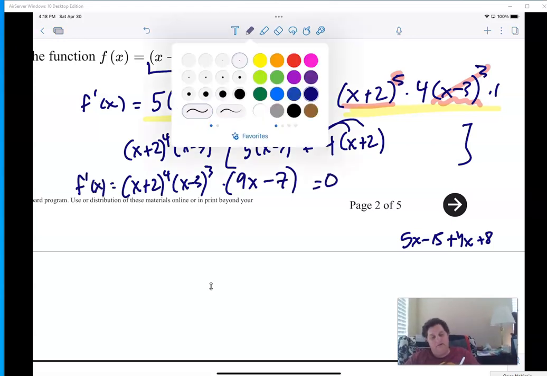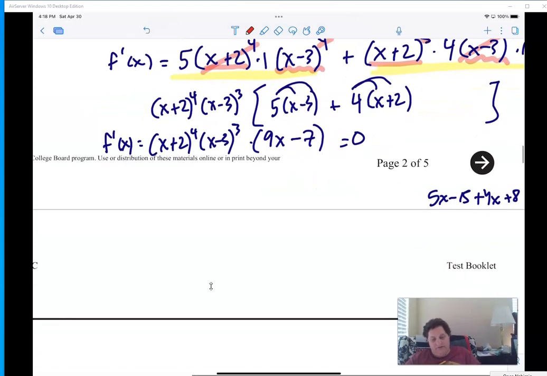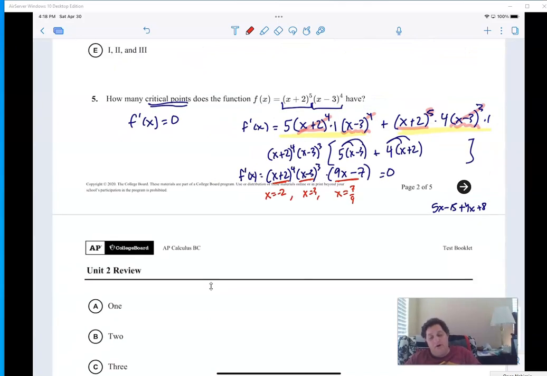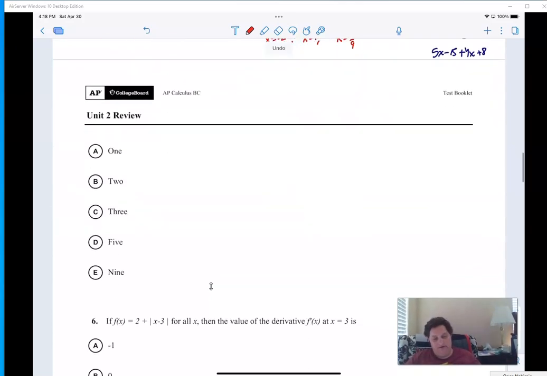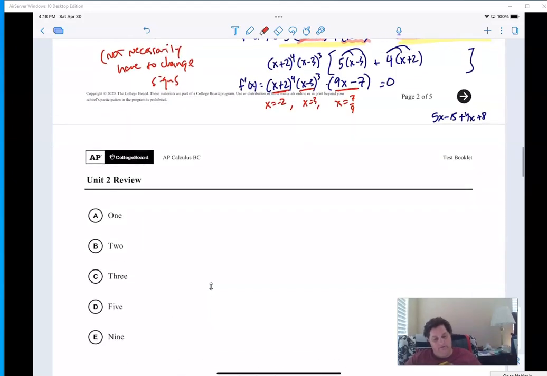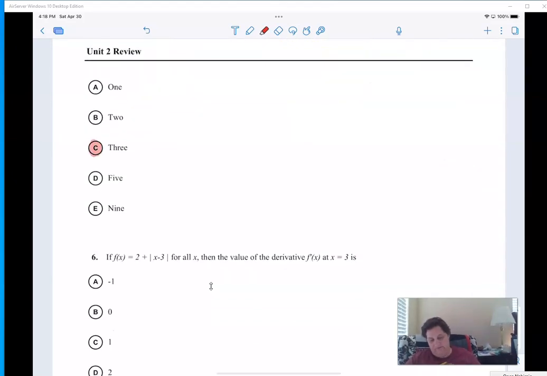Where does that equal 0? Well, guys, I see 3 spots where it equals 0. When x is negative 2, where x is 3, and where x is 7 over 9. Now, here's the thing, okay? With critical points, it does not necessarily have to change signs. That's inflection points, okay? Inflection points have to change signs. Critical points do not necessarily have to change signs. So, here we go. Negative 2, 3, and 7/9. Oh, there are 3 inflection.